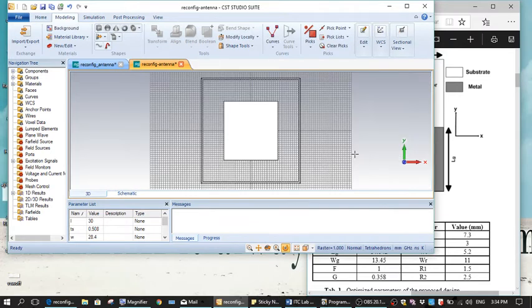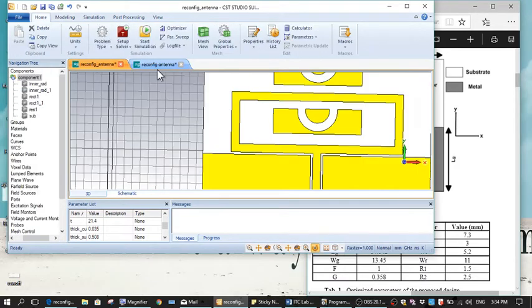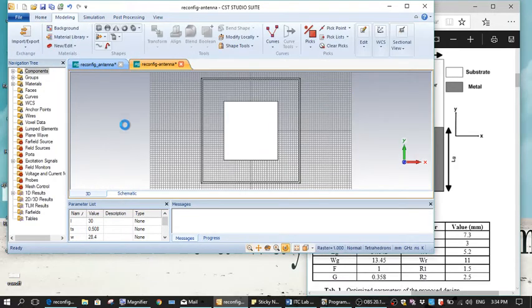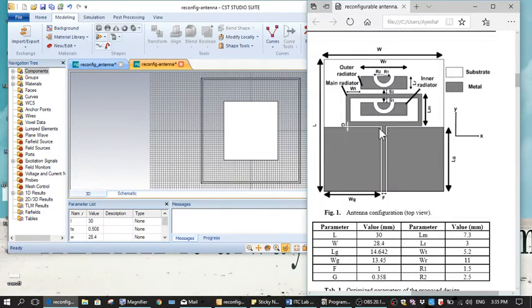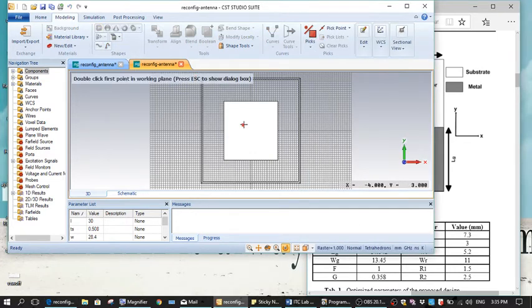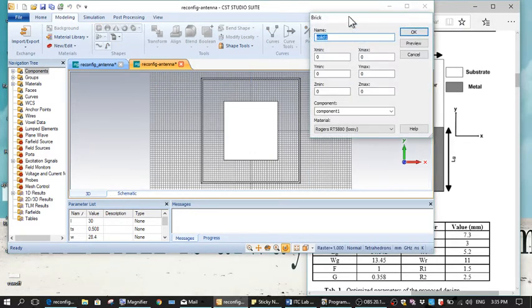Now press 5 for an active view. So this is our substrate. Okay, let's match it. Yeah, this is our substrate. Now what we're going to do is that we're going to be making these two rectangles. For that we will use a brick, and let's name it rectangle 1.